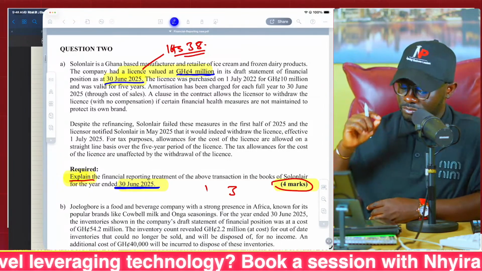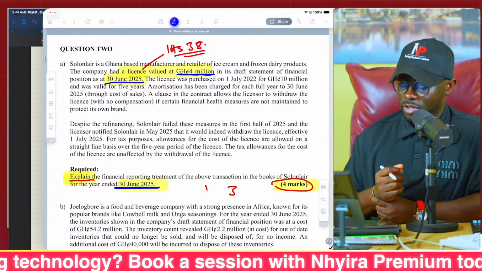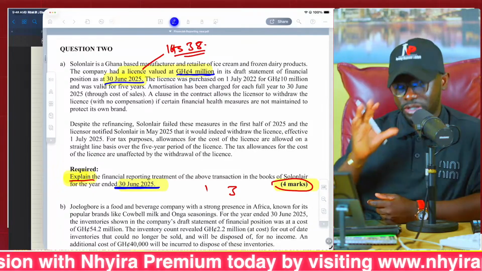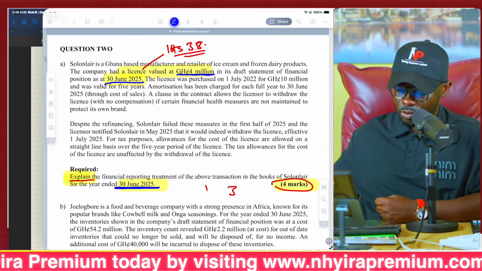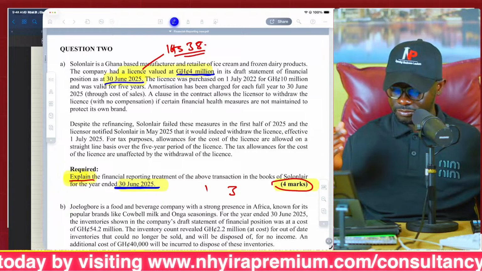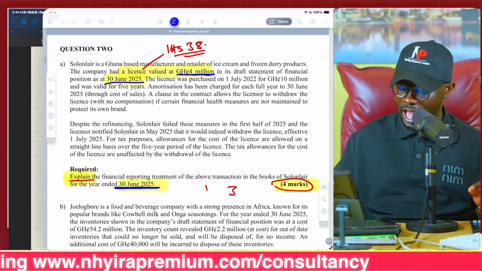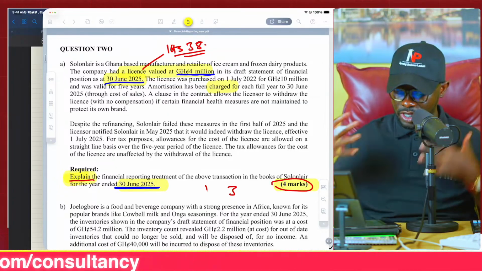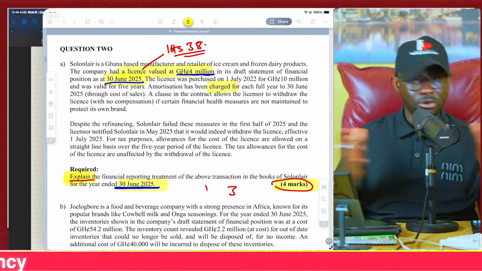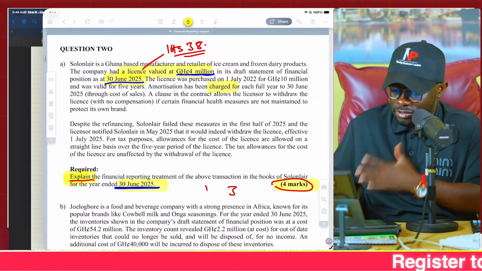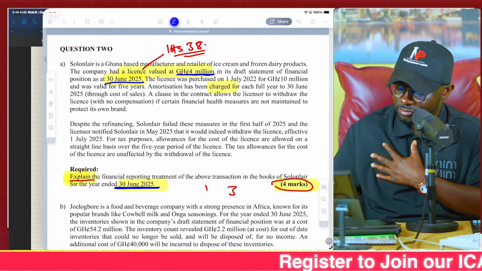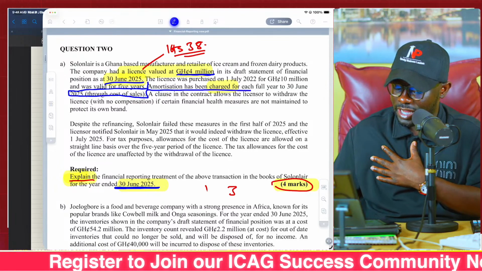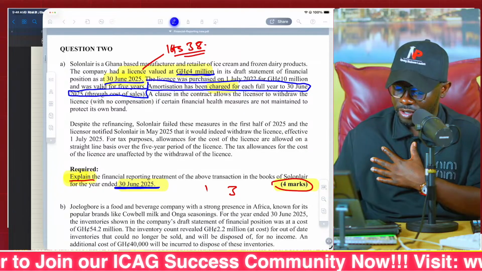Let's proceed. The license was purchased on 1st July 2022 for 10 million Ghana cedis and was valid for 5 years. Amortization has been charged for each full year to 30th June 2025 through cost of sales. The examiner didn't have to tell us that, that particular sentence there, he didn't have to tell us that, but he was gracious to do it.